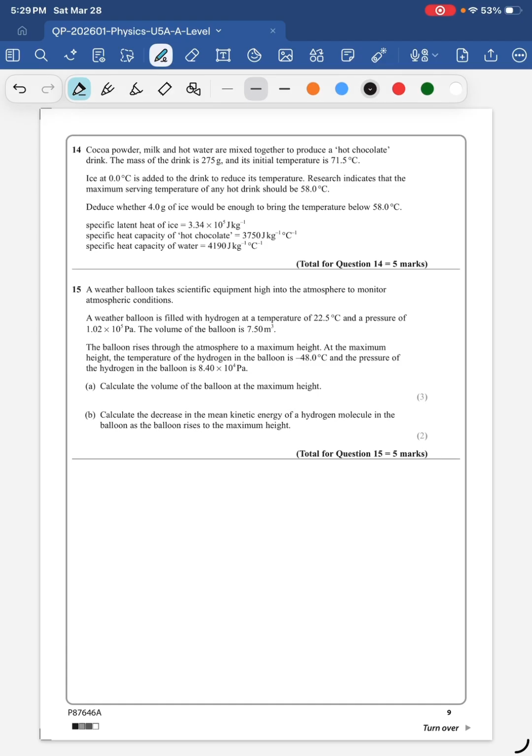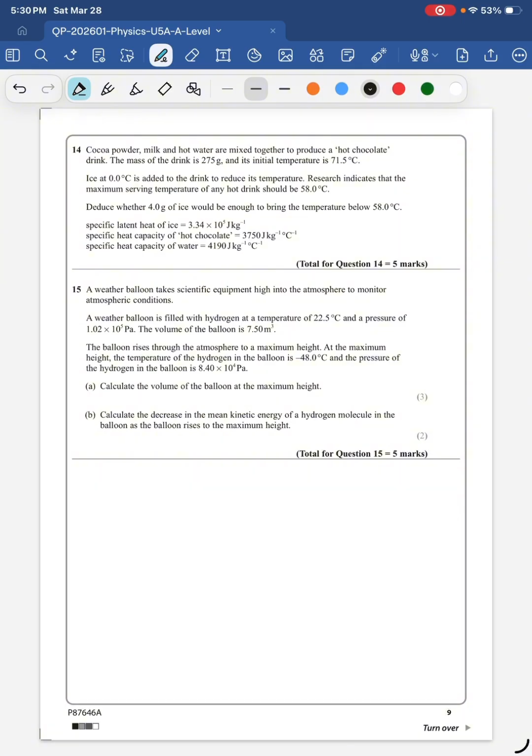Question 15. A weather balloon takes scientific equipment high into the atmosphere to monitor atmospheric conditions. A weather balloon is filled with hydrogen at a temperature of 22.5 degrees Celsius and a pressure of 1.02 times 10 to the 5 pascals. The volume of the balloon is 7.5 cubic meters. The balloon rises through the atmosphere to a maximum height. At the maximum height, the temperature of the hydrogen is minus 48 degrees Celsius and the pressure is 8.4 times 10 to the 4 pascals. Calculate the volume of the balloon at the maximum height.